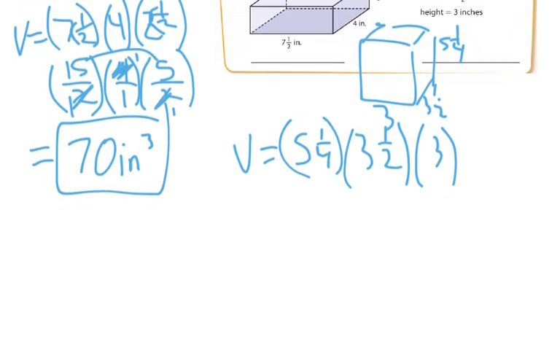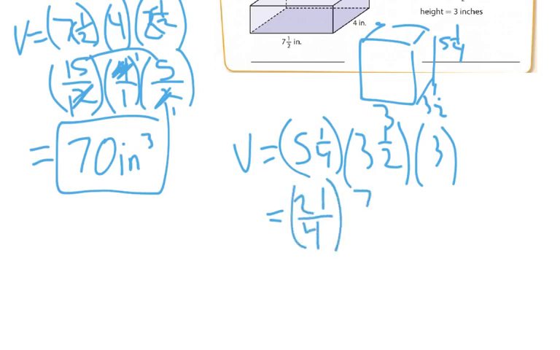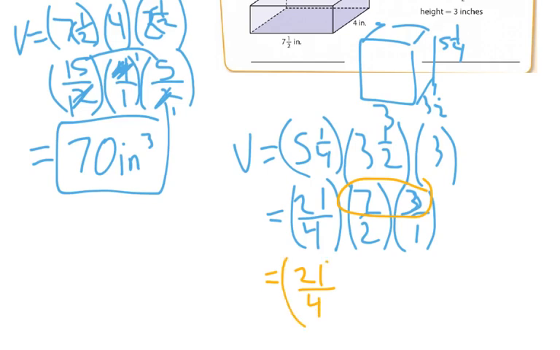Again, I'm going to convert these to improper fractions. So I will get 21 over 4 times 7 over 2 and 3 over 1. Now here, our fractions aren't going to be able to reduce, unfortunately. Oh well, we can manage. So what I'm going to do is work with numbers that are a little smaller first. I'm going to go 7 times 3, and that's 21. So I'll have 21 over 4 still, and then 21 over 2 times 1.